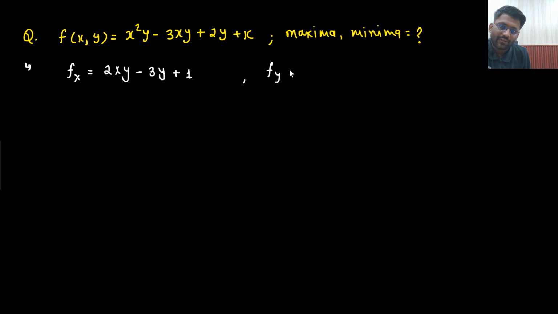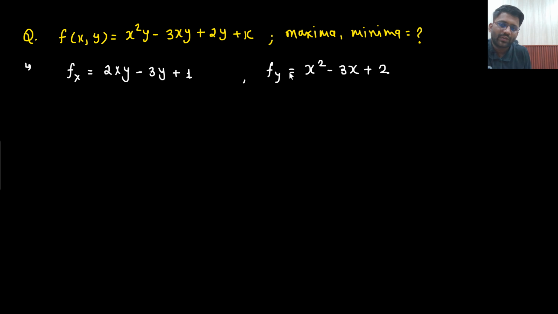Then fy we need to do. So for fy, x square will be constant, minus 3x plus 2. Differentiation with respect to y we are doing, right? So this will become x square minus 3x plus 2. Differentiation of x will be 0.